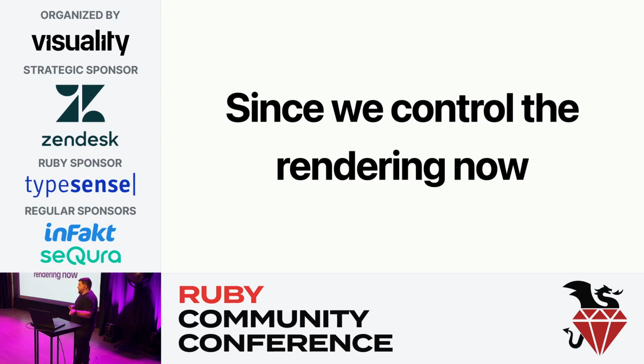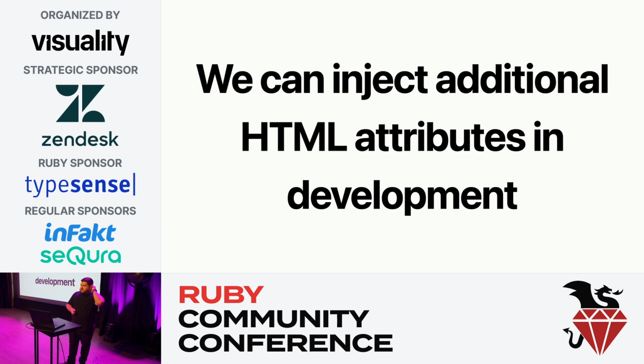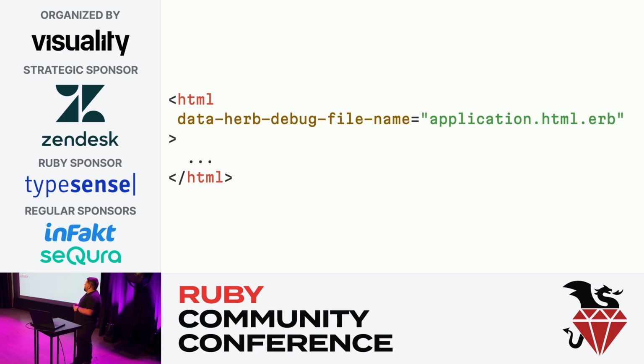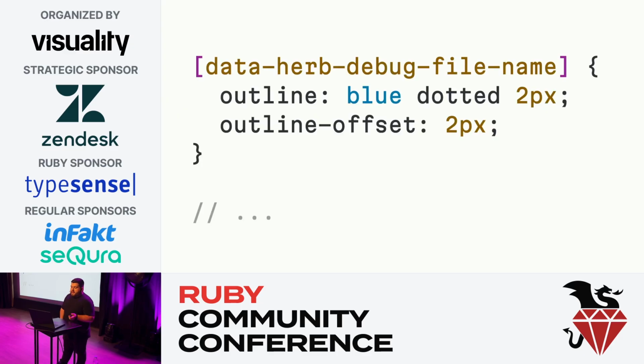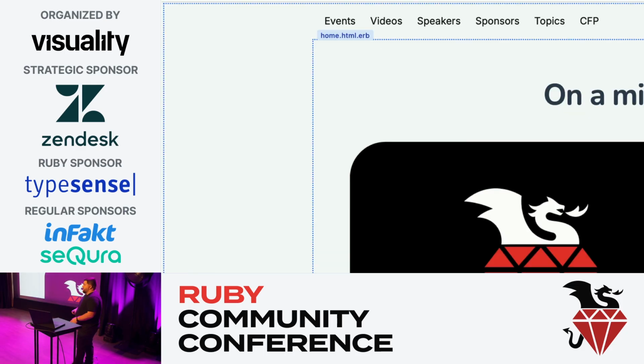But yeah, since we control the whole rendering and the whole flow of parsing and evaluating, we can also do more advanced things now because we have the full understanding of these structures. So what we can do is inject additional HTML attributes in development to annotate these elements. We add these data-herb attributes, these data attributes, which are not really visible to the user if you look at the page, but we can annotate these things in the code. And with some CSS now, we can make it so that you see the outlines of your views and your partials visually when you look at the page.